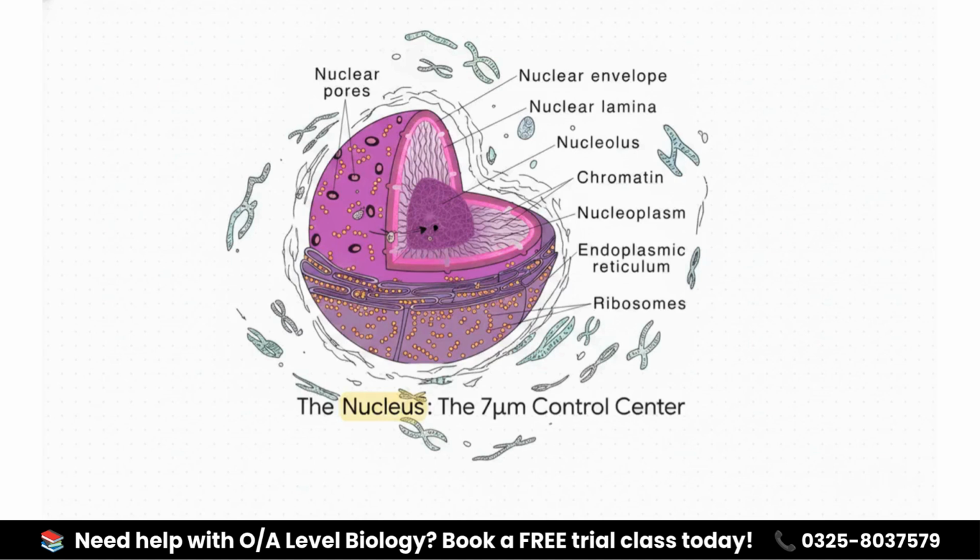Inside, you've got darker bodies called nucleoli, and this thread-like stuff called chromatin, which actually condenses into chromosomes during cell division. The nucleus is absolutely vital because its DNA dictates exactly which proteins your cell's cytoplasm is going to produce.